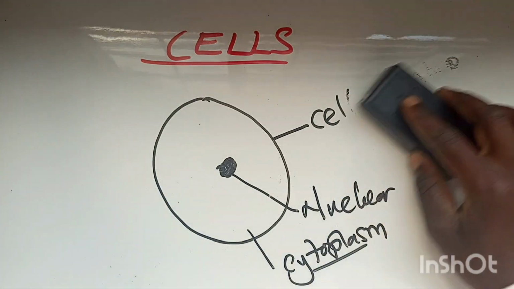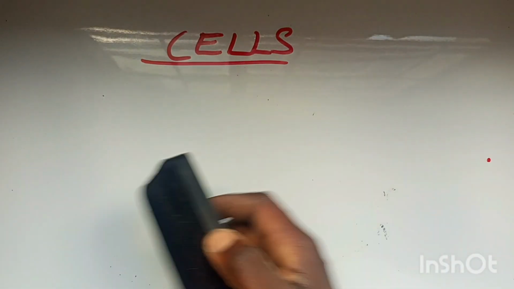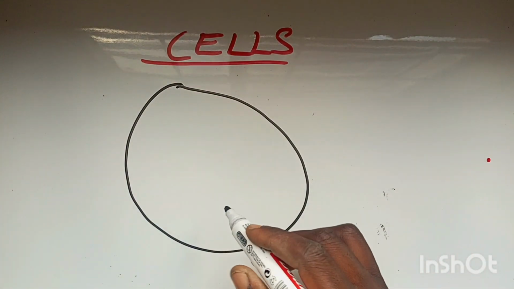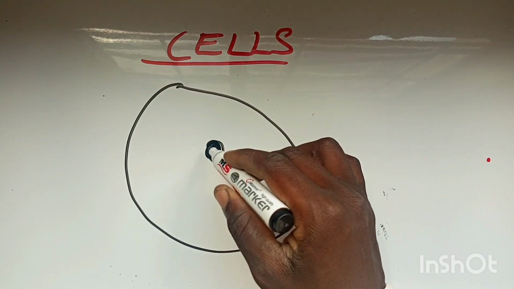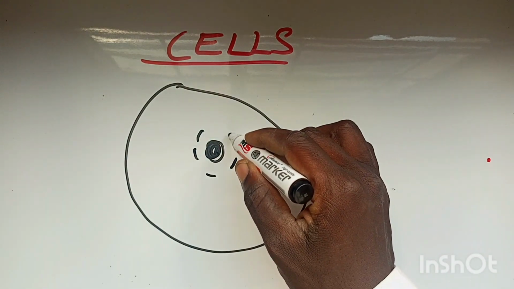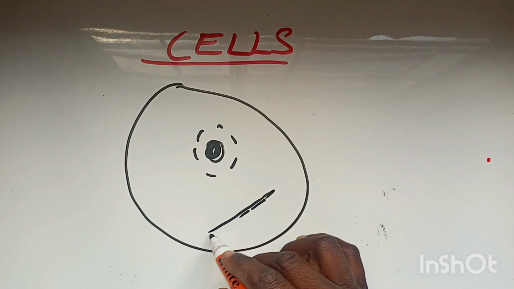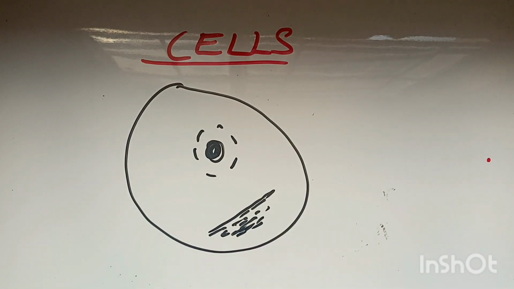So now let me try to draw the detailed structure of an animal cell. I will draw like this. Then there we have here the nucleus, the nuclear membrane. From there we have the Golgi bodies, or we have the endoplasmic reticulum.